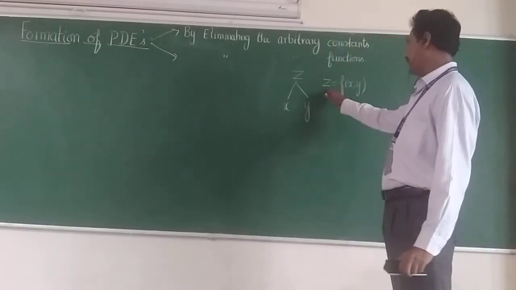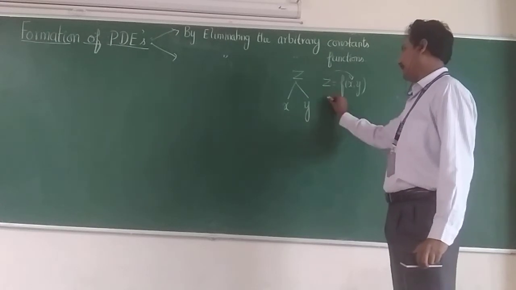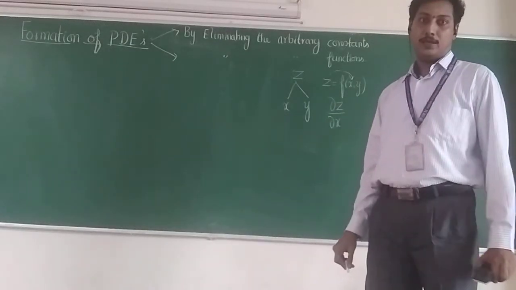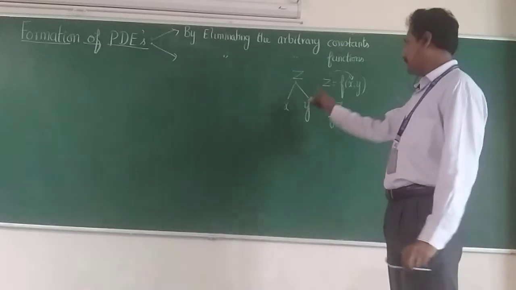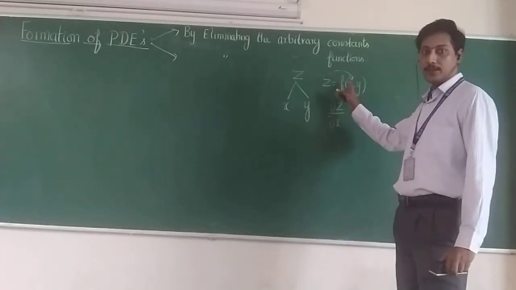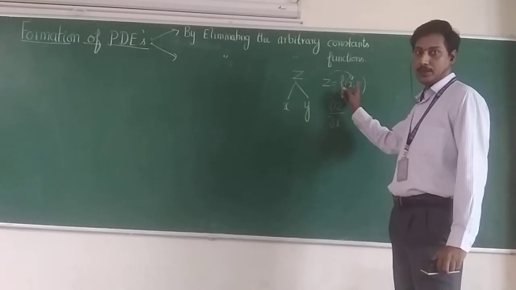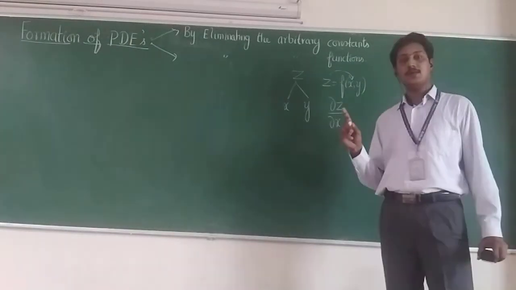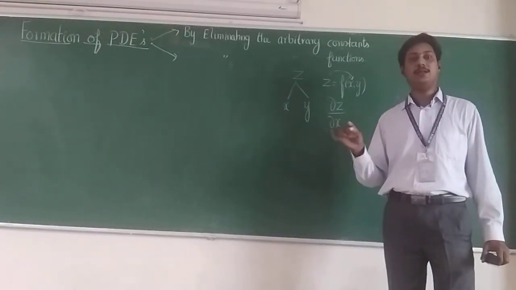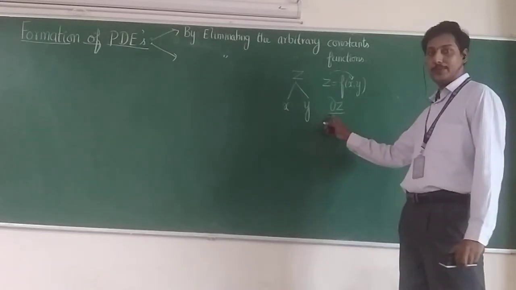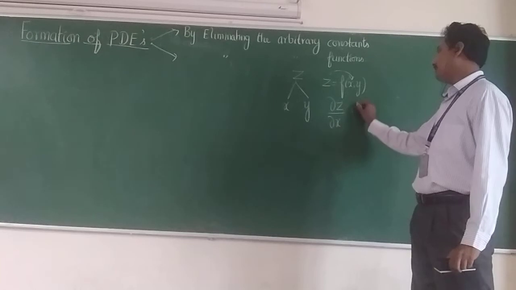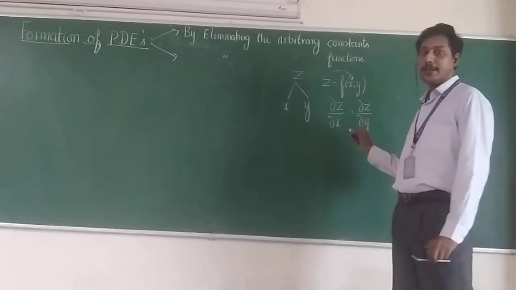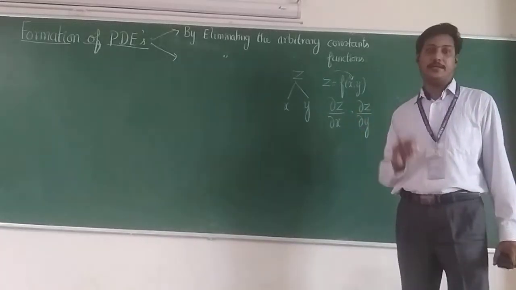When we differentiate z with respect to x, we get the partial differential coefficient dou z by dou x. Why is it called partial? Because z is a function of more than one variable, that is both x and y. While differentiating, at a time we go for only one variable, so the other one is treated as a constant. That's why this is called partial differential equation, partial differentiation. Similarly, when we differentiate z with respect to y, we get dou z by dou y. At this time, we are assuming that x is the constant.